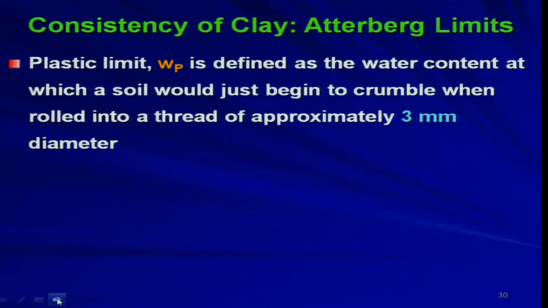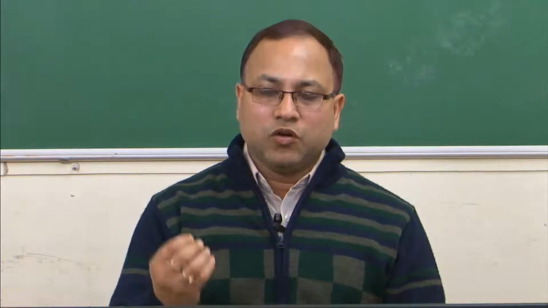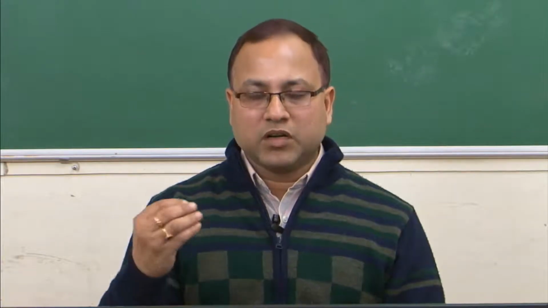So, plastic limit, that is WP, is defined as the water content at which a soil would just begin to crumble when rolled into a thread of approximately 3 millimeter diameter. For the plastic limit, generally we take the soil sample from the liquid limit device, because as we know the plastic limit is always lesser than the liquid limit. So, whatever water content is there in the liquid limit test, if we take that material out and slowly let the water get out, we will get the plastic limit.